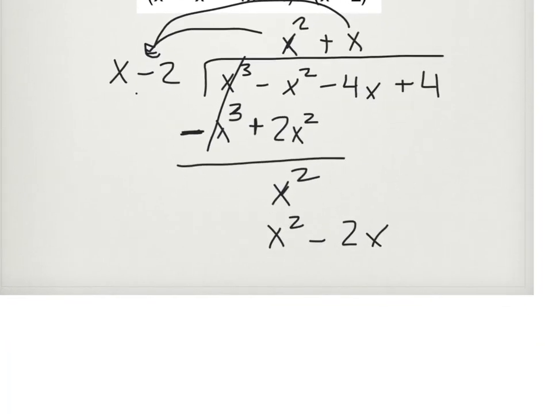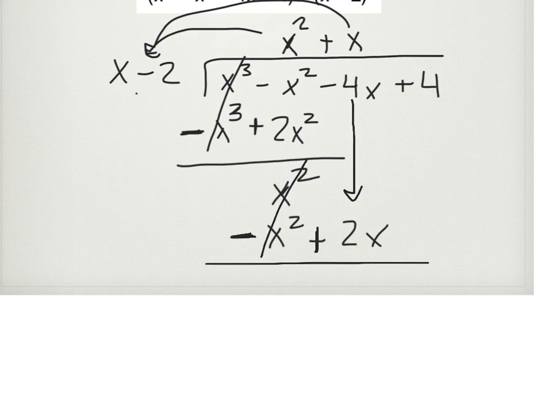What do we do next? Change the signs. So these will cancel out. We need to combine the negative 4x and the plus 2x. And we get negative 2x. So now I need to see what times x gives us negative 2x. Negative 2.